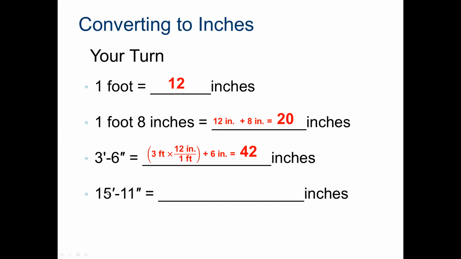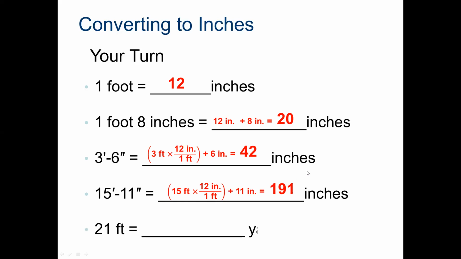All right, so now again, 15 feet, 11 inches. We know what the 11 inches are. We're going to put that out here, right? Put maybe that right about there. But now we got to convert the 15, just like we did here. 15 feet and 12 inches over 1 foot. There it is. All right, and that's 191 inches. Because 15 times 12 plus 11. Do what's in the parentheses first. All right, let's move on.